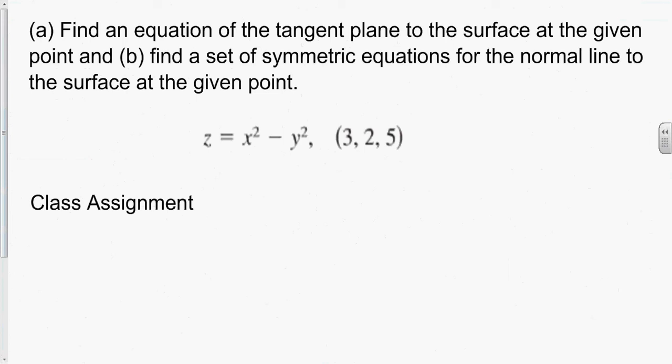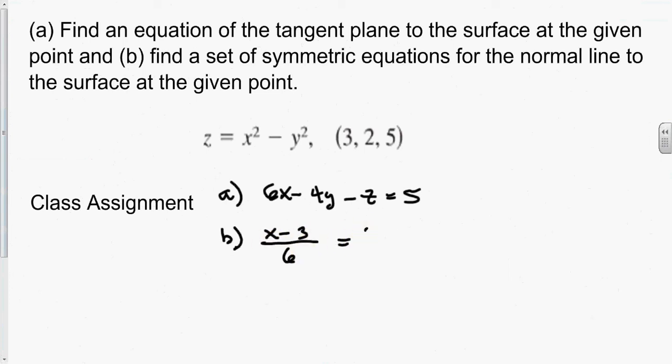But anyway, let's see for part A. Let's see if you got this. For the equation of the tangent plane, you get 6x minus 4y minus z equal to 5. Got that? All right. And like I said, 50%. You don't believe me. I told you I'm a prophet. And then part B, I'll work it out. I definitely want to show you. x minus 3 over 6 is equal to y minus 2 over negative 4 is equal to z minus 5 over negative 1.